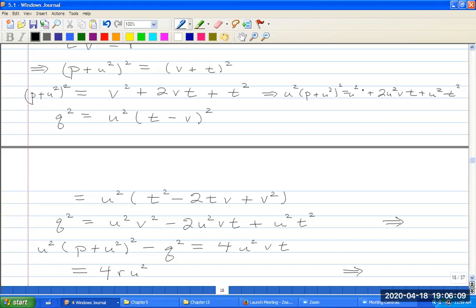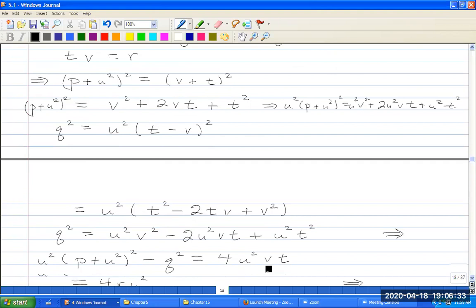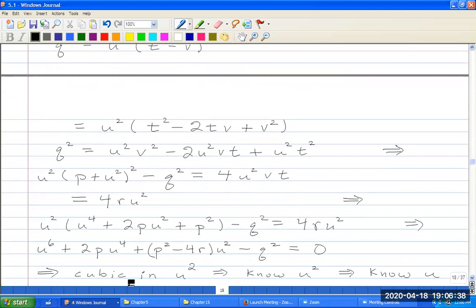Okay, so u squared v squared, these cancel. You get 2 of these minus a negative 2, so that's plus 2 of these, so you get 4 of these, u squared vt's. The u squared t squareds cancel. And tv is just r. So you get that this is equal to 4ru squared.